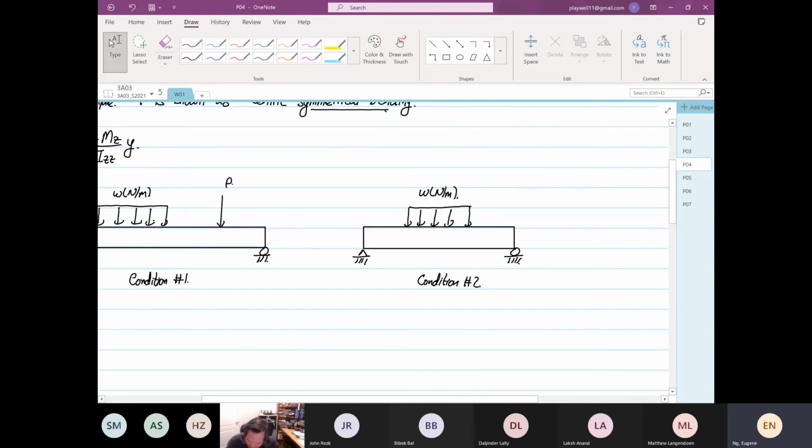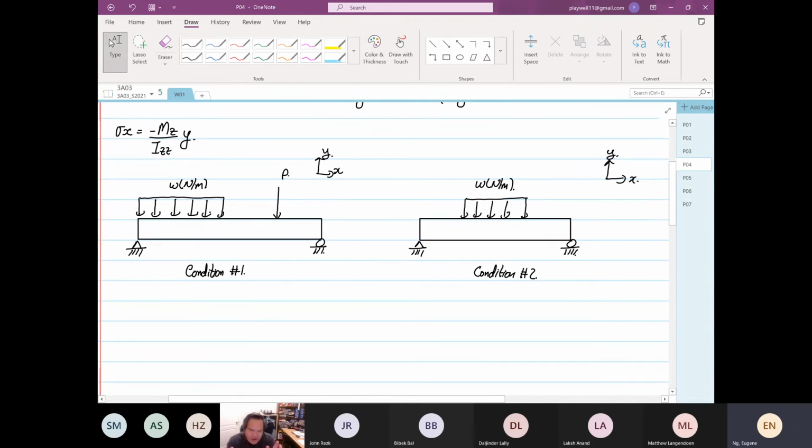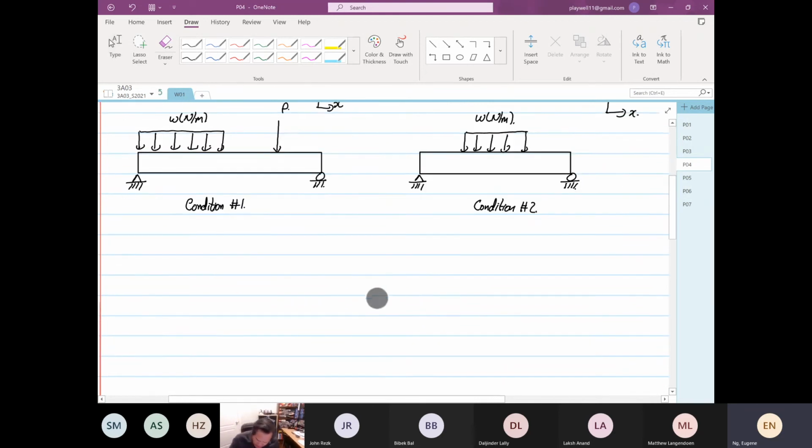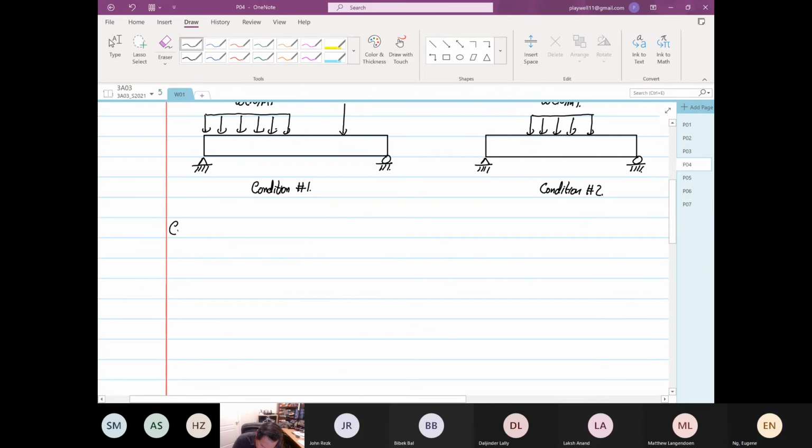At this point of view, if I draw a transformation, x and y, this is also x and y. Based on this plane, you cannot tell whether it is symmetrical or unsymmetrical. You have to view a cross-section. So now if we look at a cross-sectional view, this has nothing to do with condition one or two, but I'm going to draw a different cross-sectional view.